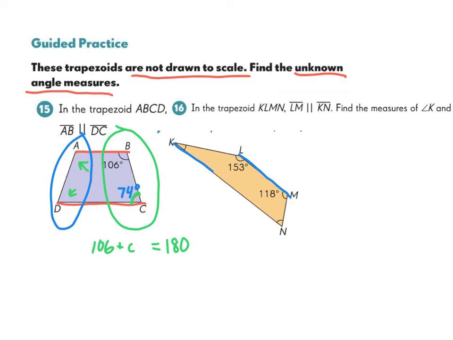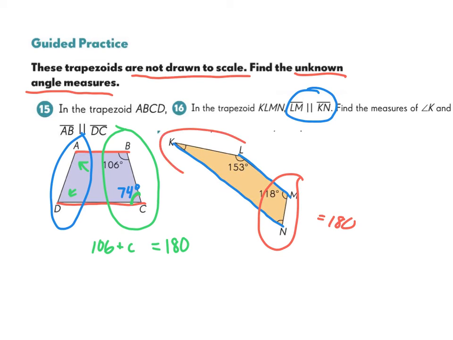Okay. Now let's look at number 16. Segments LM and KN are parallel, which you can't take for granted. You always have to look at the directions and make sure it says it right there. So that means that these two equal 180 and these two equal 180. And it does want us to find all those, because that's why there's a little mark right there for the unknown angle, and that one too. And so 118 plus what equals 180? Let's see, 62. So this one's 62. And then 153 plus something is 180, that's 27. See how we do that?